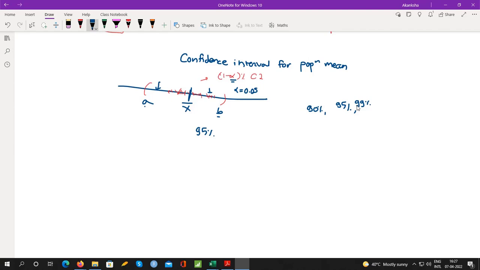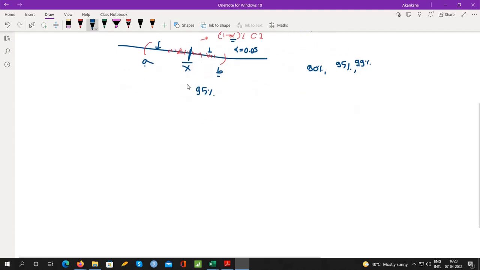So how do we construct that interval? That is of interest to us right now. We construct this interval by computing the variance of the sample mean. So we talked about sampling distribution. What did we say in sampling distribution?